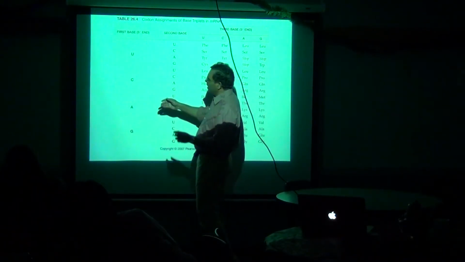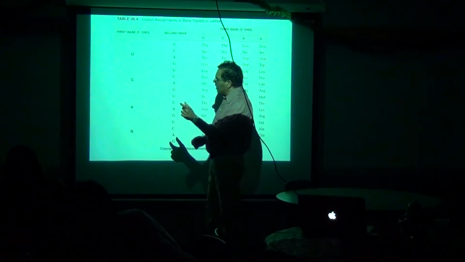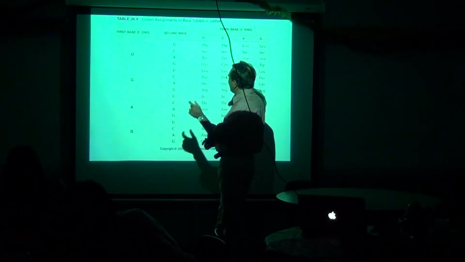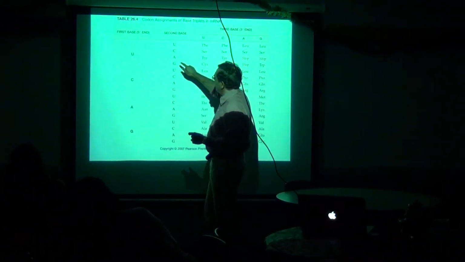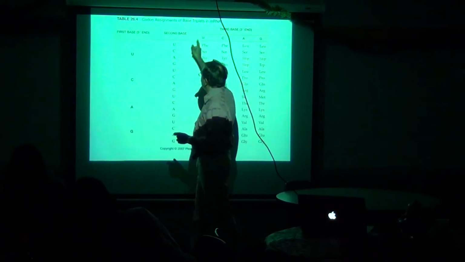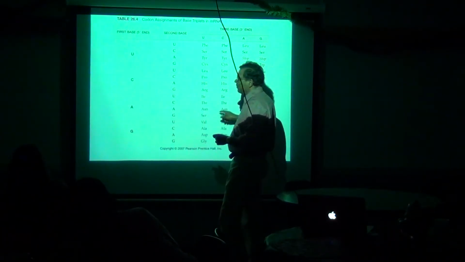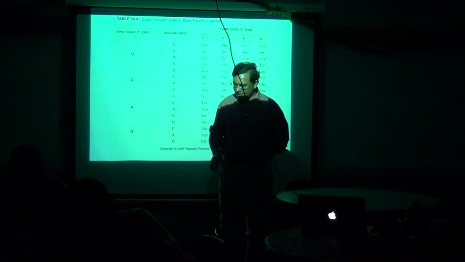So for example, we have what we call a codon, a 3-letter code for each amino acid. For example, phenylalanine is an amino acid. The codon is UUU. So like this, you can have 64 possible combinations, right?